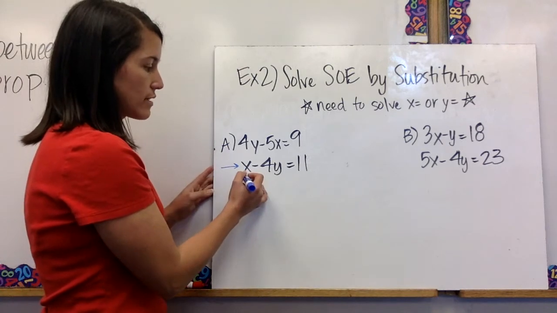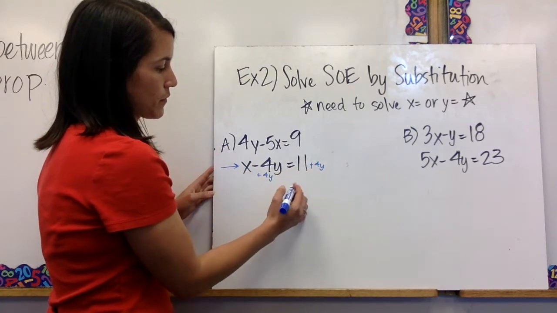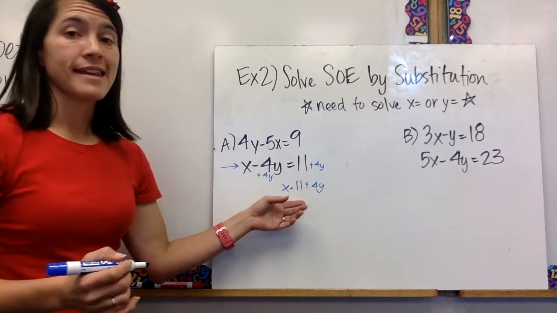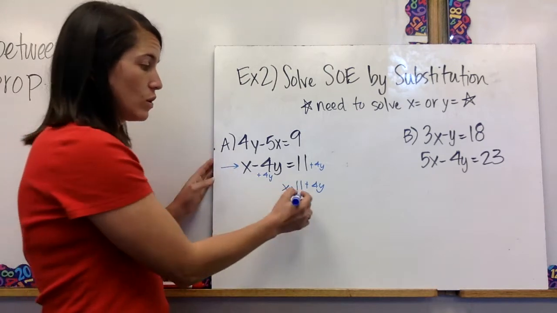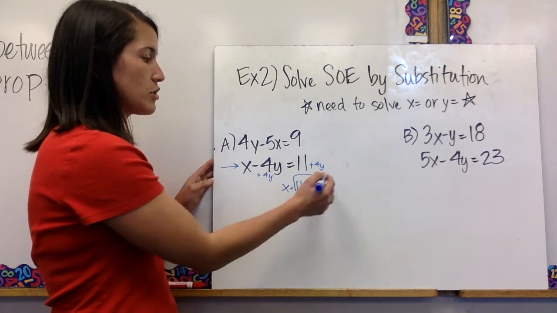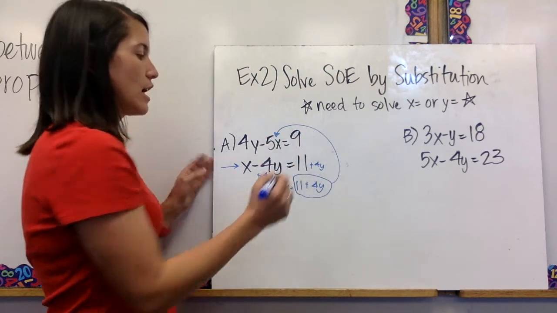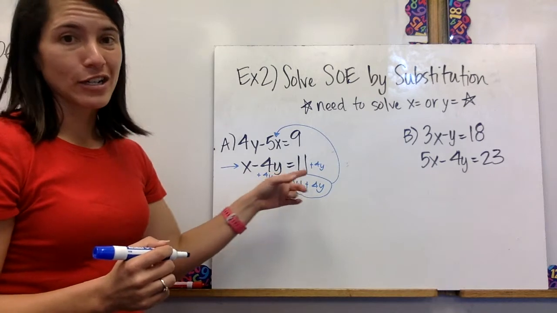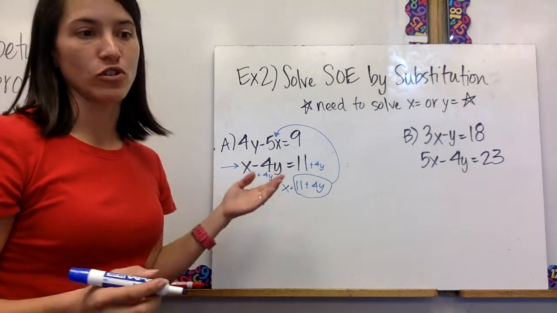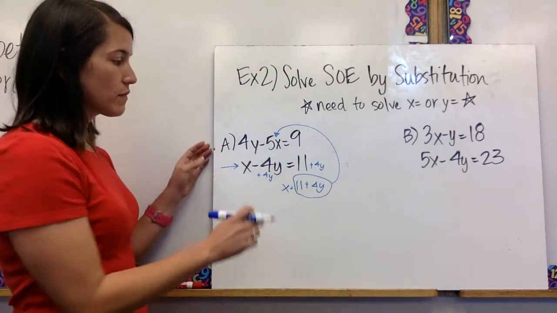I want to solve for x equals, so I'm going to add 4y to both sides. And x equals 11 plus 4y. Now I have an x equals, and I can take this and substitute it into the other x right there. You don't want to substitute it back in here because then everything's going to cancel out. You're not going to substitute it back into the same equation you just got it from. You're going to substitute it into the other equation.